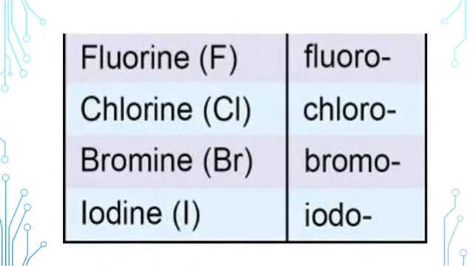Now you have to also note one thing. When naming your haloalkanes, for your halogens, you replace the "-ine" with "o". Fluorine becomes fluoro, chlorine becomes chloro, bromine becomes bromo, iodine becomes iodo. Now you have to note that in grade 12, most of the time we only focus on chloro and bromo. So you need to note this too: chloro, bromo.